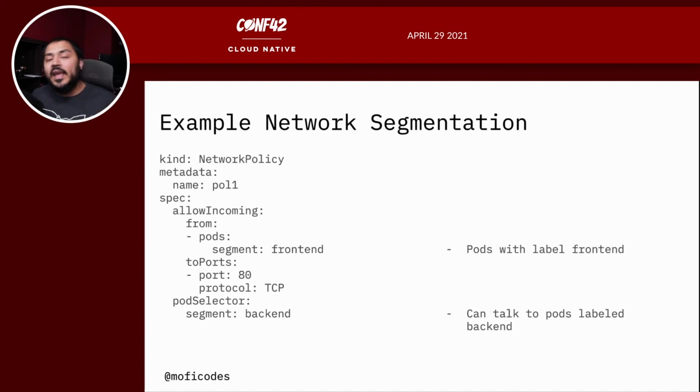So if someone gets access to a random pod in your cluster and just hijacks that pod, they won't be able to make network traffic calls to your back end if this policy is in place.